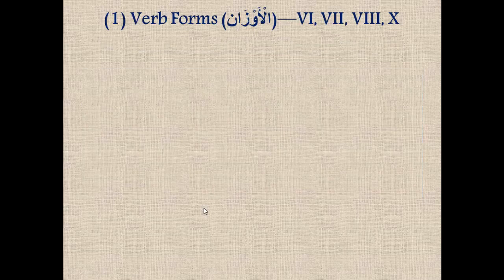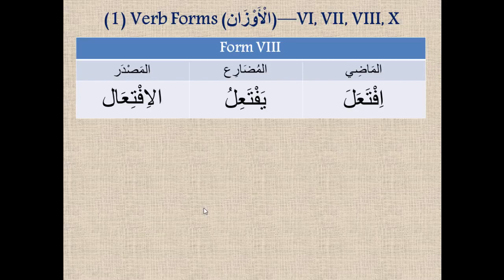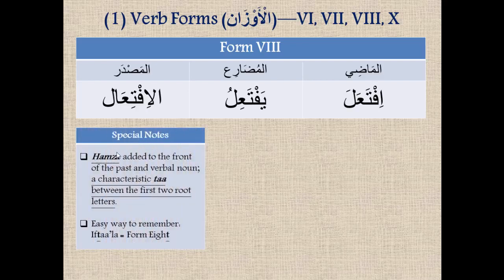Moving on to Form 8. The Form 8 pattern, افتعل يفتعل الافتعال. Now, similar to Form 7, we've added a Hamza al-Wasl in the very front of the past tense and the verbal noun. So for the madi and the masdar, we have a Hamza in the very front. Ifta'ala, al-ifti'al. What we've also done is we've added a characteristic ta between the first two root letters. So smack in the middle of the verb, we find a ta.